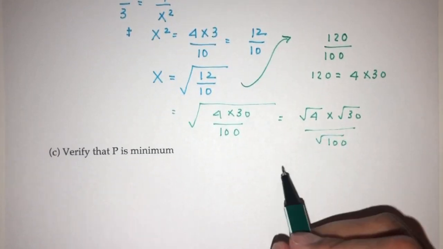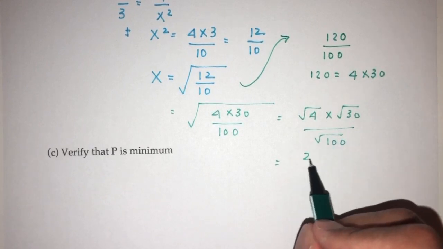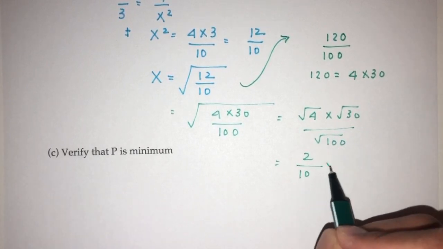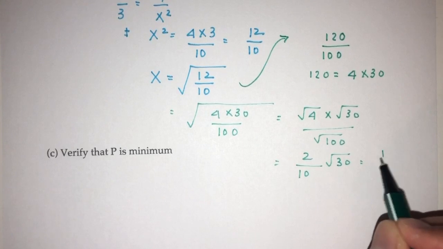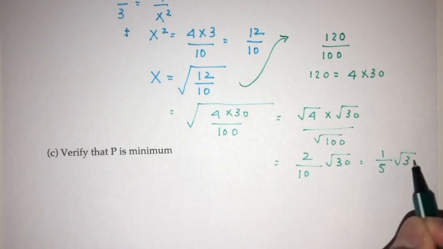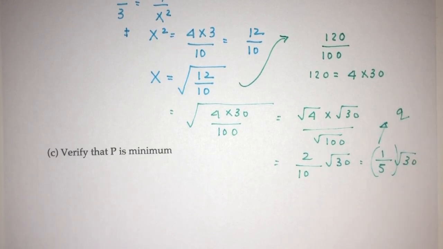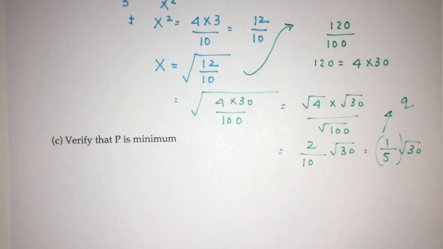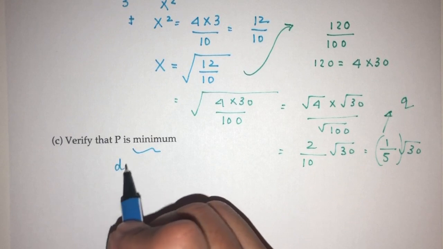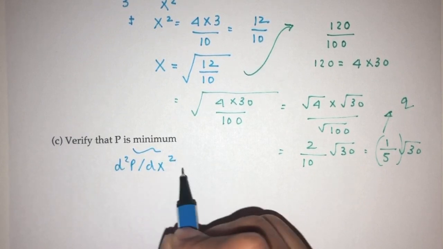So what happens now? This we know should be 2, and this we know should be 10. That will be root of 30. That will be 1 over 5 root of 30. So q has to be the value of 1 over 5. Now verify the value is a minimum, so we can use d squared P by dx squared to find that. That will give you what? So we can use this one right here.